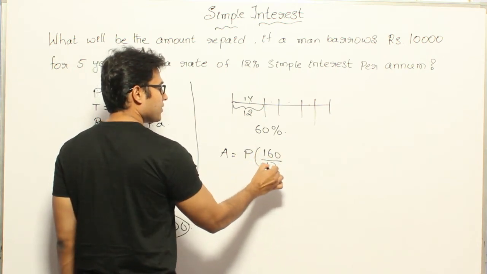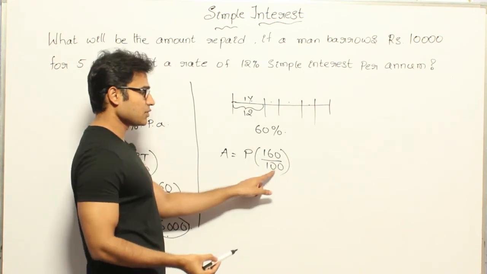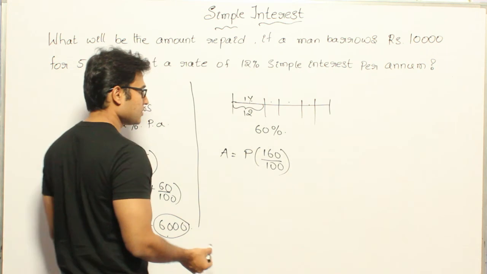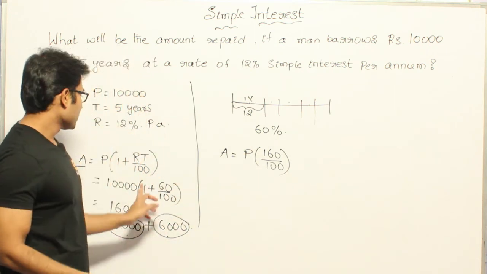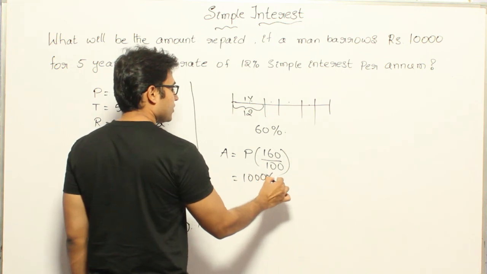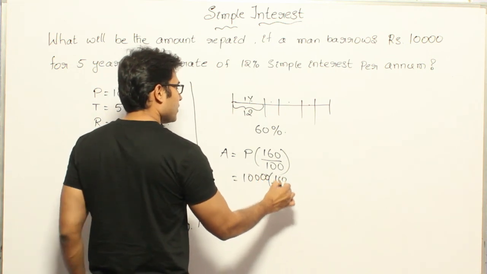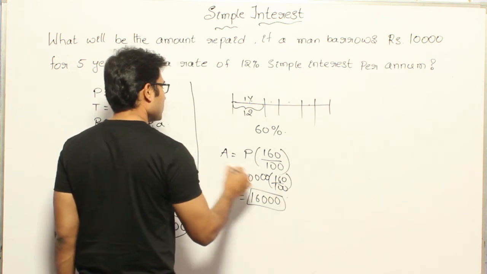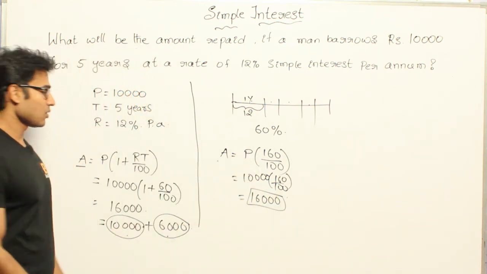So 160 by 100, which means for every 100 rupees of your investment you are supposed to get 160 rupees, right? So it is 160 by 100. Now what is it? 10,000 into 160 by 100. Again you are going to get 16,000 only, right? So this is the total amount you are going to get. Okay, fine.